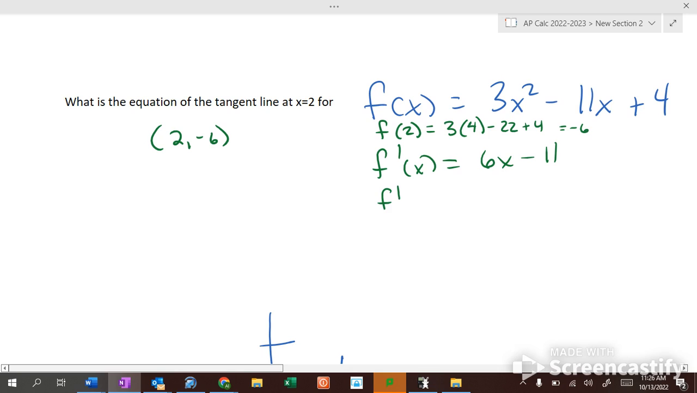If you plug your 2 into the first derivative, you get 12 minus 11, which is 1. Your slope is 1. Now you got to find the equation of your tangent line. So you use point slope form. Y minus y1 equals slope times x minus x1.